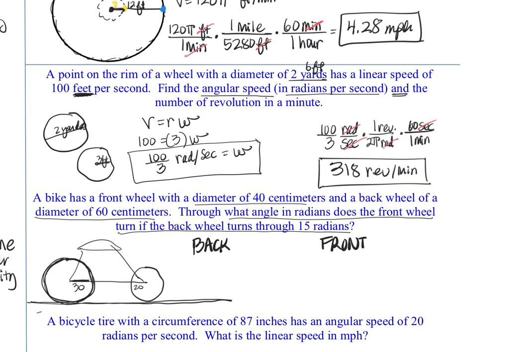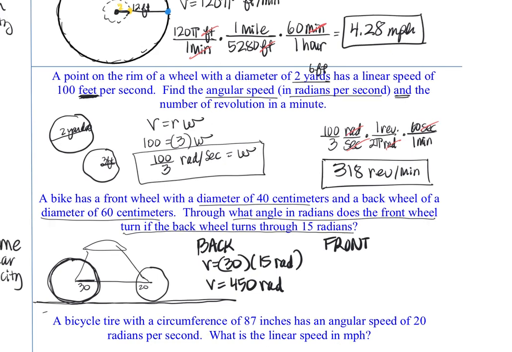So the back, we know the linear speed would be 30 times 15 radians. Now, this is always in radians, so I don't need to say times 2 pi. That's only if it was revolutions or something. So here, 3 times 15 is 45, so 450. And I know they have to be going the same. So on the front, I know that this would be 450.